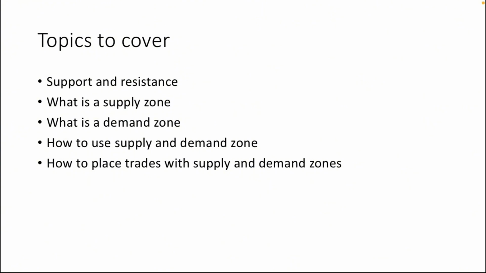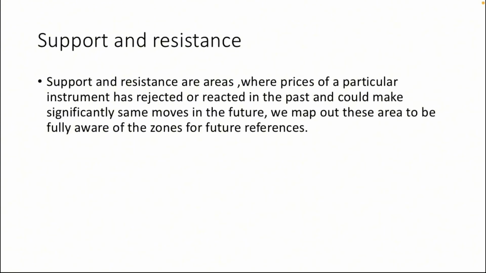Support and resistance. Support and resistance are areas where the price of a particular instrument has rejected or reacted in the past and could make significantly the same move in the future. We map out this area to be fully aware of the zone.